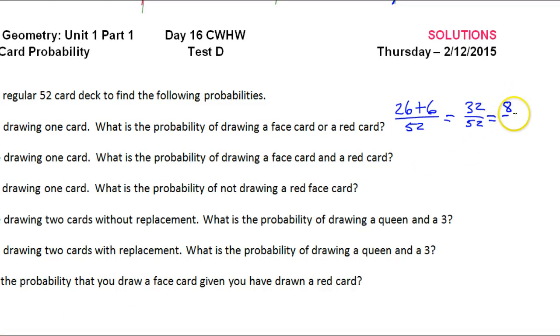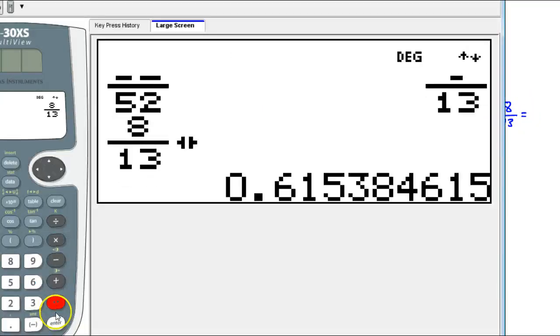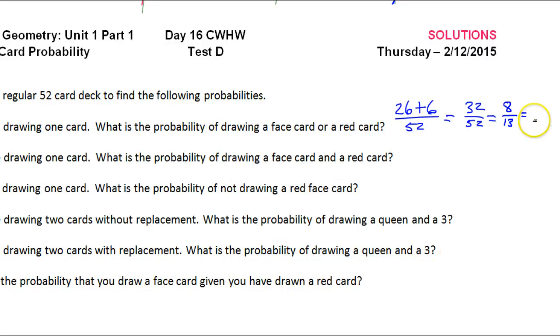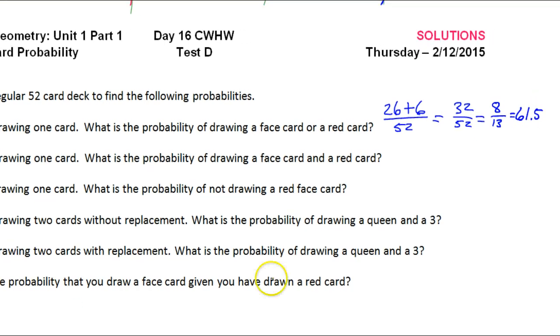Okay, so you could put 8/13. Or you could turn this into a decimal percent by toggling it. So this would be moving the decimal point twice. This would be 61.5%. Running out of space. 61.5%. Okay, so that would be the answer to that question.